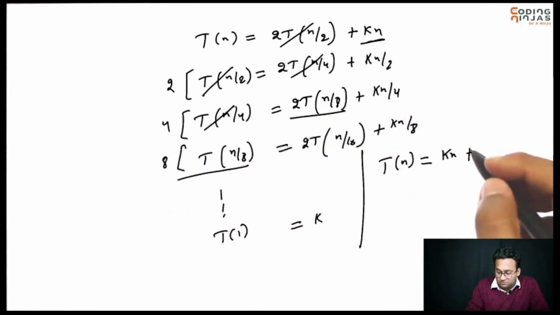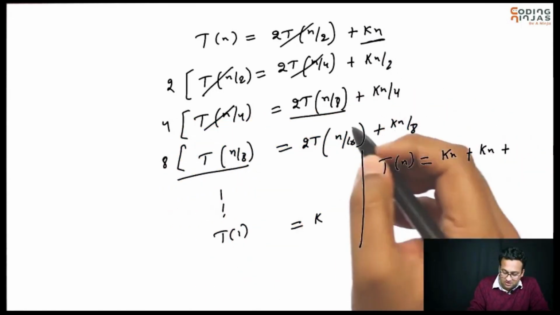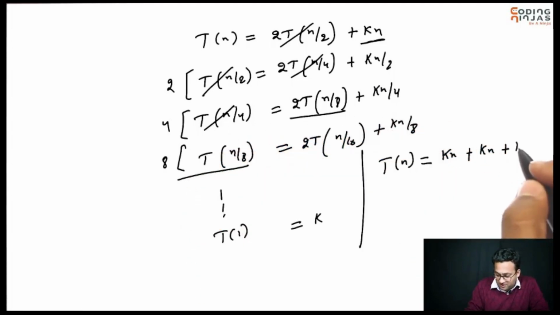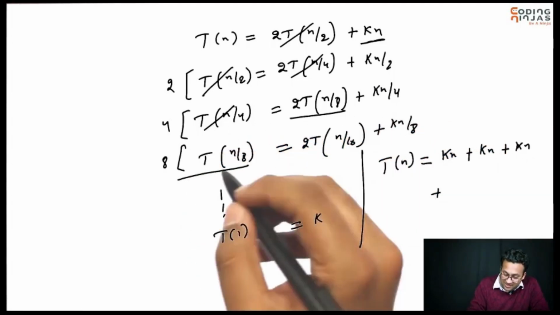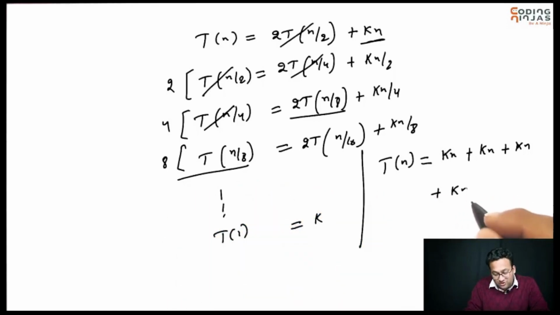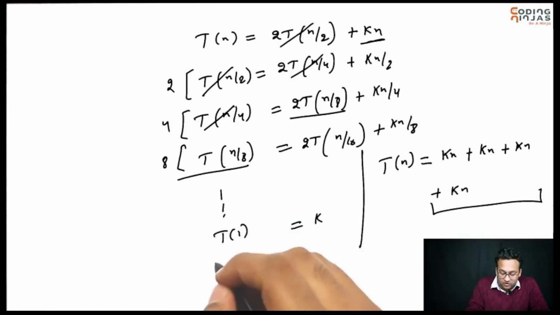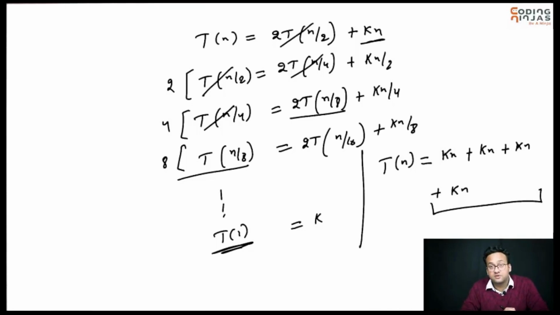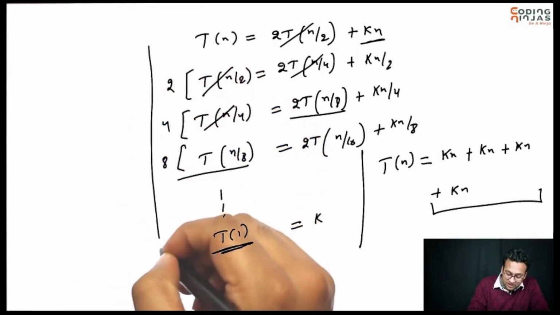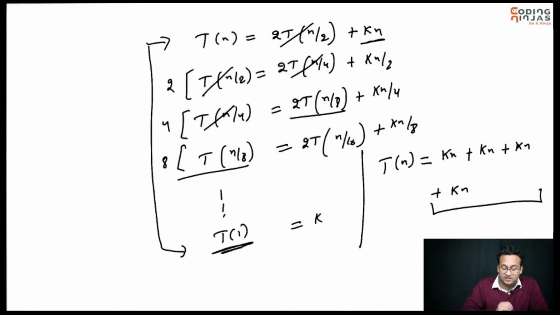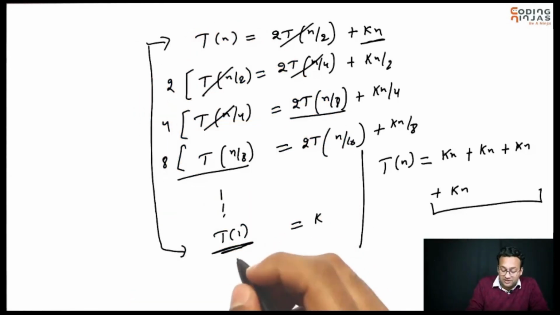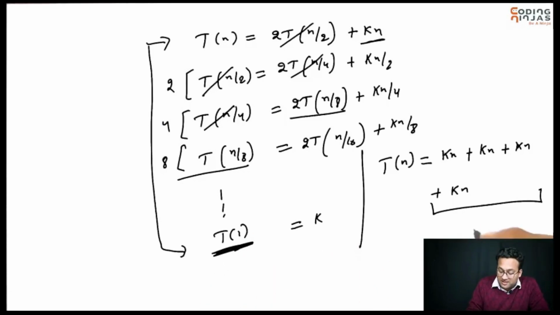multiplied by Kn by 2, Kn, plus Kn by 4 multiplied by 4, Kn, plus Kn by 8 multiplied by 8, Kn. So you keep getting these Kns till you reach T1. And when will you reach T1? How much time will you take? How many times will you have to write this recurrence relation to eventually reach T1? Let's assume x times.